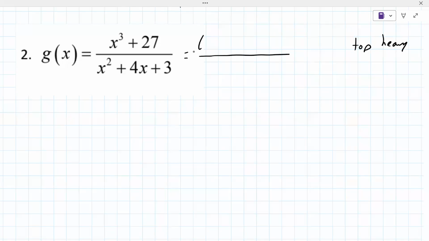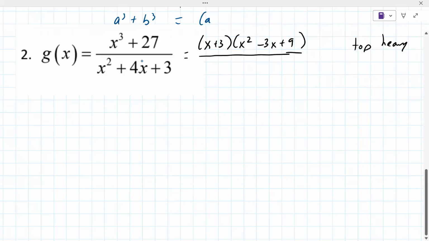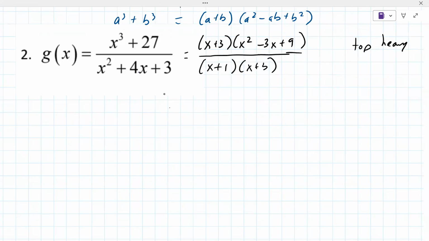Okay. So the top one is a sum of cubes, and since you've done that, you've got to remember that formula. I'll write it at the top so you've got it in your notes. A cubed plus B cubed is A plus B, A squared minus AB plus B squared. And then on the bottom here comes X plus 1, X plus 3. So you've got to be able to factor. That's why you spent so much time doing that in the last section.